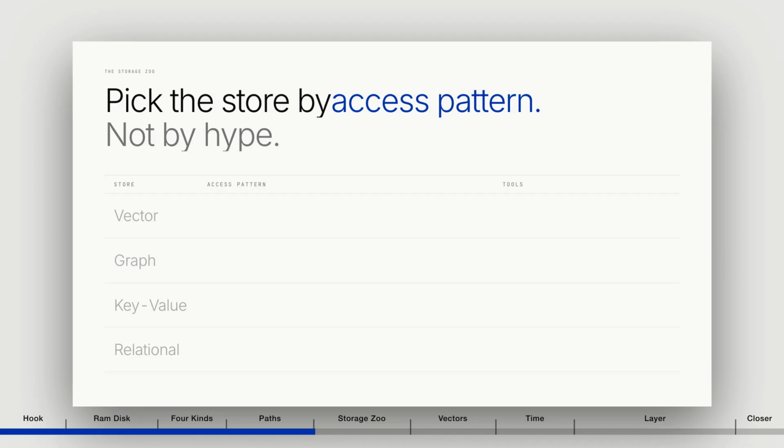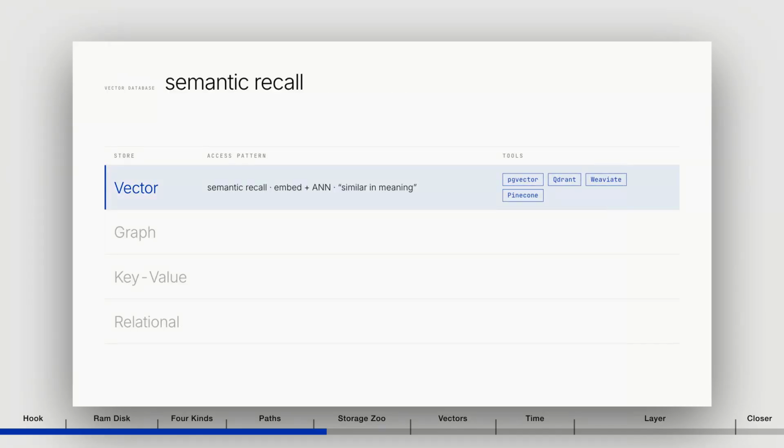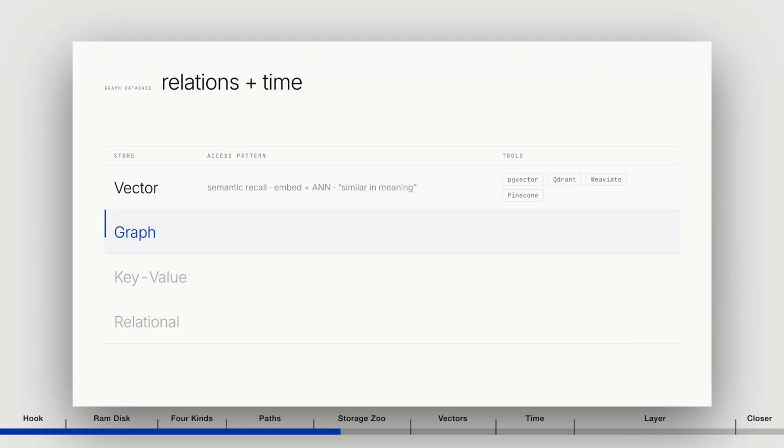Now the storage zoo. And the rule is simple. Pick the store by access pattern, not by hype. Vector database. Semantic recall. Embed the text, search by nearest neighbor. Find memories similar in meaning to right now. Vector, Qdrant, Weaviate, Pinecone. Graph database. Relations and time. Entities and the edges between them. What does the agent know about this entity and its connections? Neo4j. And the agent native one, Graphiti.